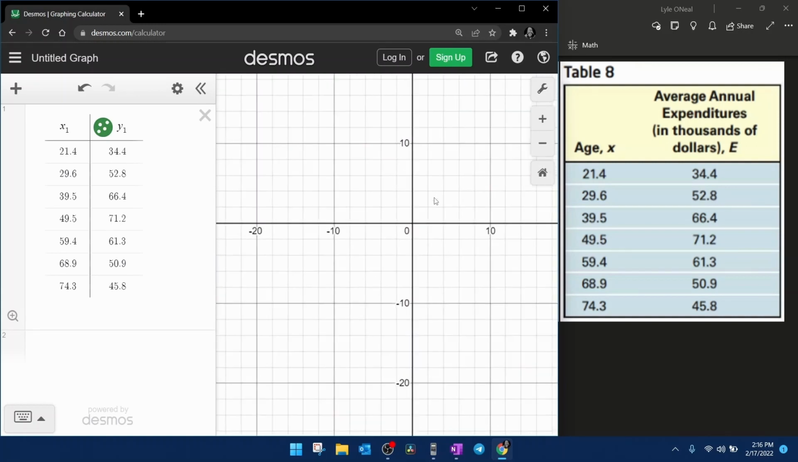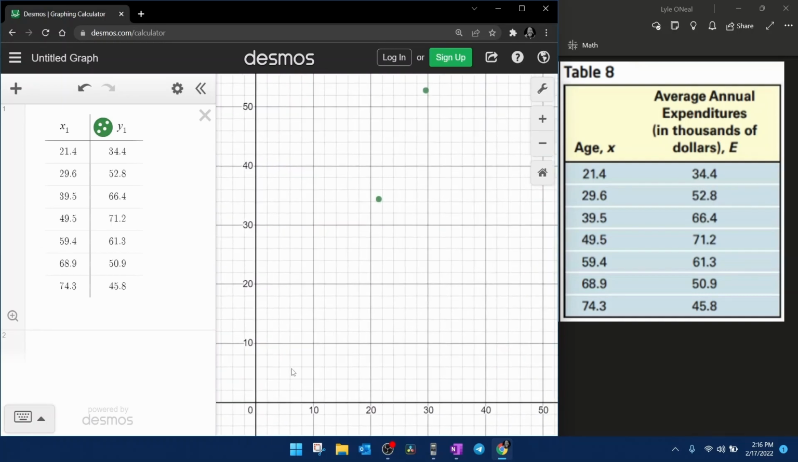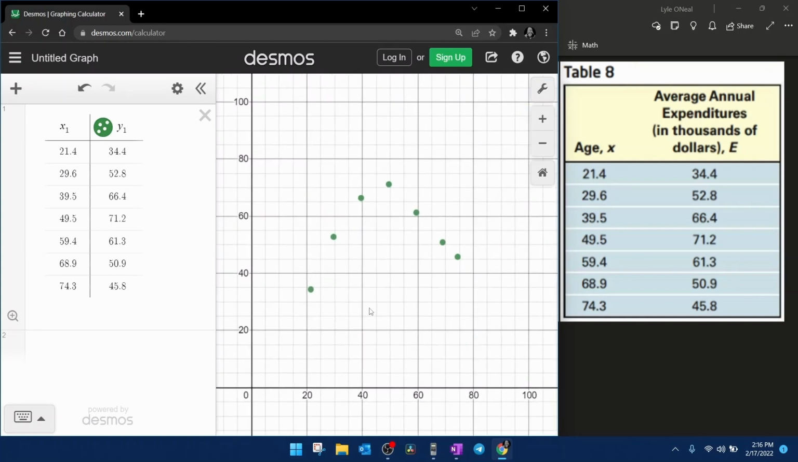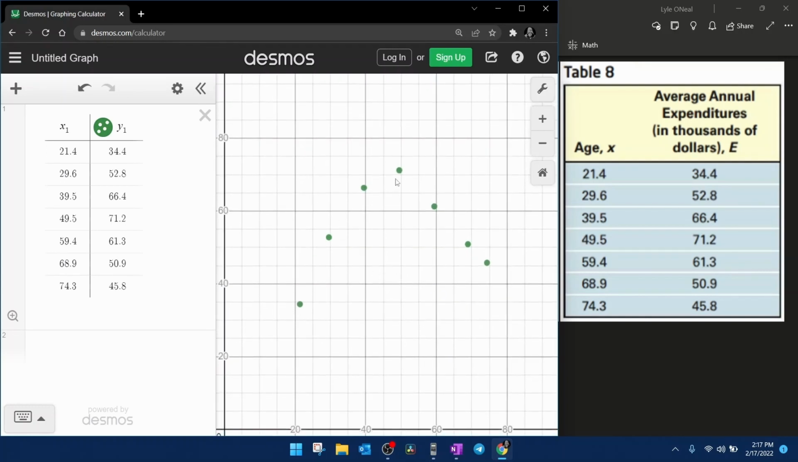The nice thing about Desmos is you can scroll your mouse wheel and click and drag to edit the graph. Much easier to manipulate this window than it is on a TI-83 or an 84 graphing calculator. And so that gives us right there a nice picture of what our scatter plot looks like.